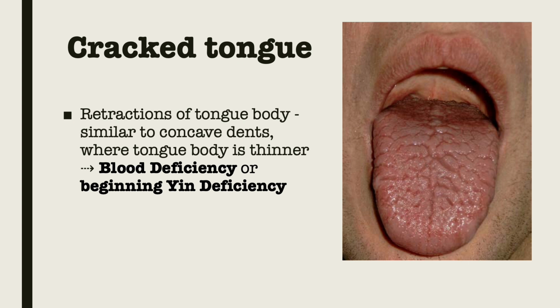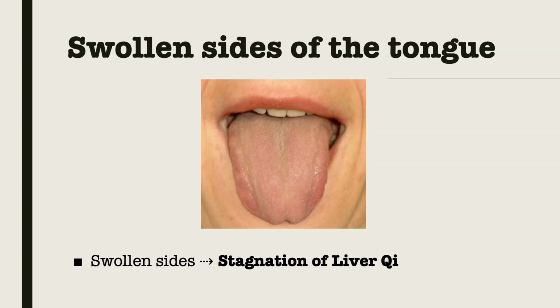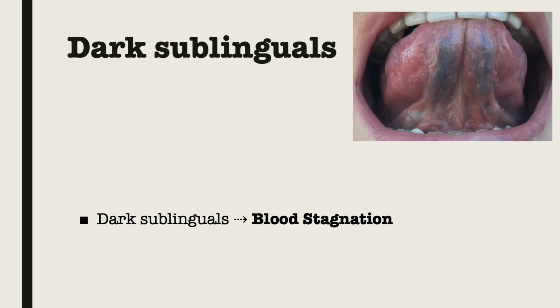In this context, retractions of the tongue body should be mentioned. They are similar to concave dents, where the tongue body is thinner. They point to blood deficiency or beginning yin deficiency. Swollen sides point to liver qi stagnation. Dark sublinguals point to blood stagnation.